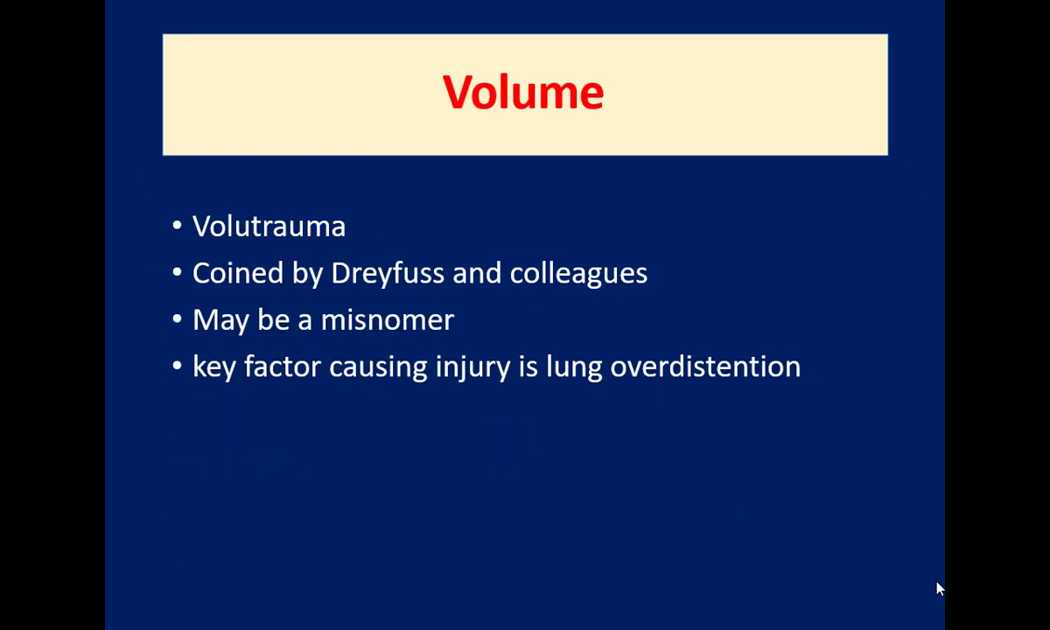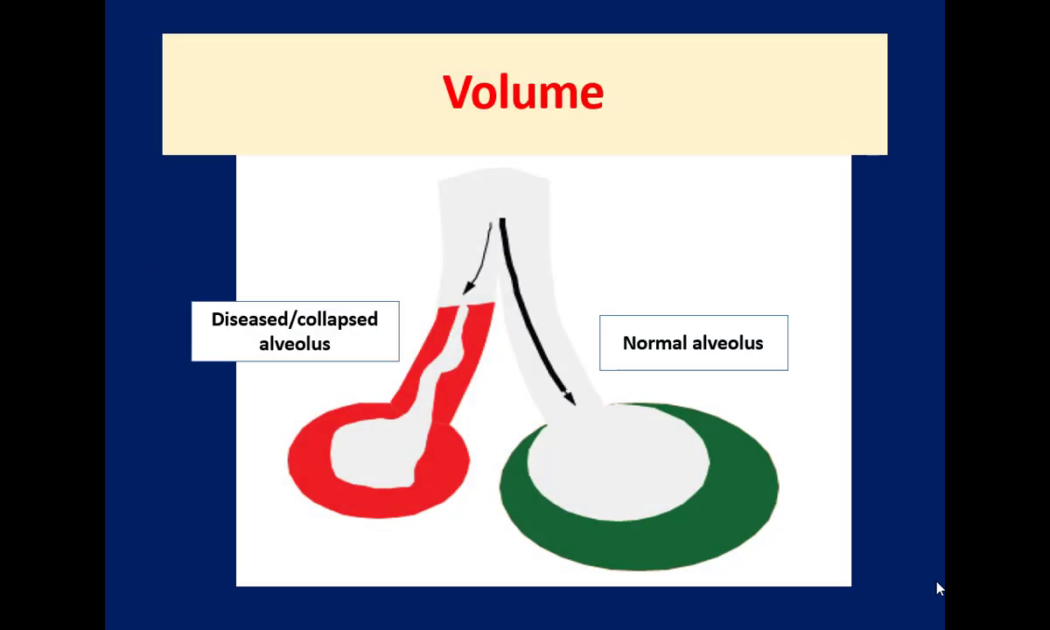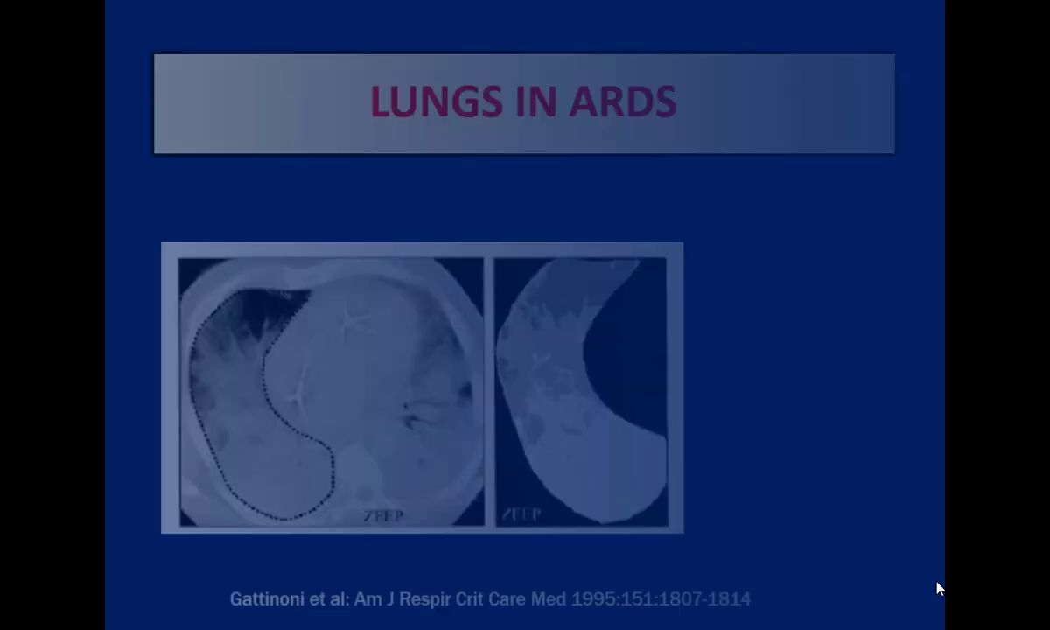Volutrauma, the term was coined by this gentleman, Dreyfuss, may be a misnomer. The key factor causing injury is lung over distension. So volutrauma and barotrauma are different aspects of the same coin, because volume and pressure are always interrelated. As you can see here, a diseased lung, a collapsed lung is there. So you apply the volume, and instead of inflating this, it over distends the normal alveoli. This is how it happens.